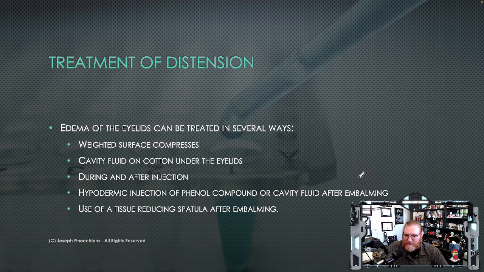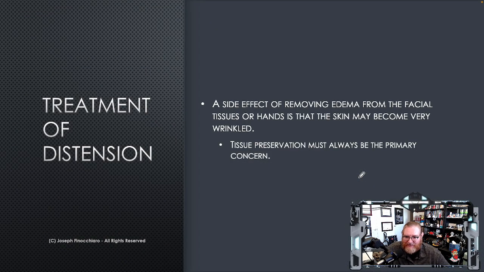Edema of the eyelids can be treated in several ways, using weighted surface compresses, cavity fluid on cotton under the eyelids, during and after injection, hypodermic injection of phenol compound or cavity fluid after embalming, or use of a tissue-reducing spatula after embalming. A side effect of removing edema from the facial tissues or hands is that the skin may become very wrinkled.